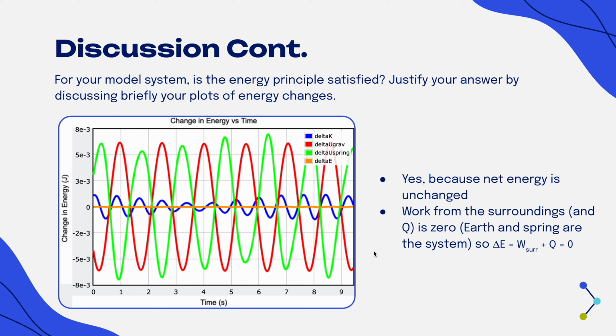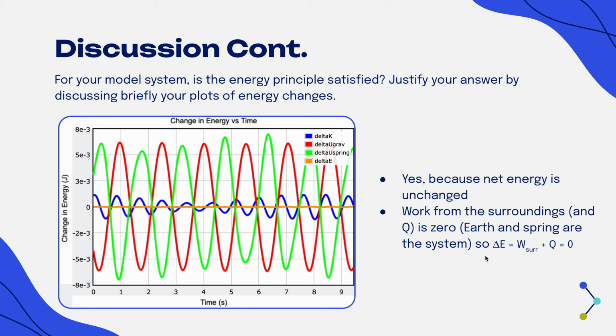So one key thing to note is the energy principle was satisfied because the net energy was unchanged. That is, the delta E was always zero. That's because there was no work from the surroundings, because the system was the Earth and the spring. So the work from the surroundings was zero, and then we assumed that everything was the same temperature, so the heat transfer was also zero, and therefore the change in energy was zero.